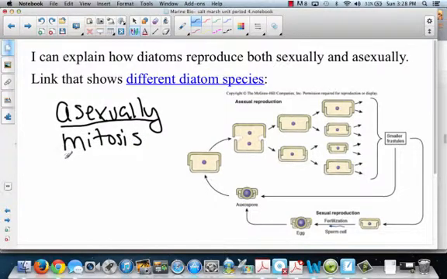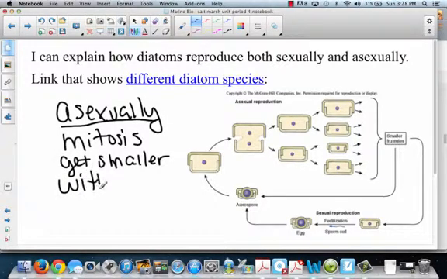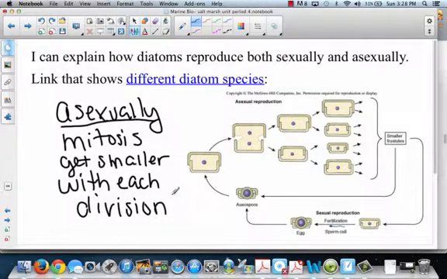but they get smaller with each division. And at some point they become inefficient. If you look over here, these are all different sizes. Some of these smaller ones, they become pretty inefficient.